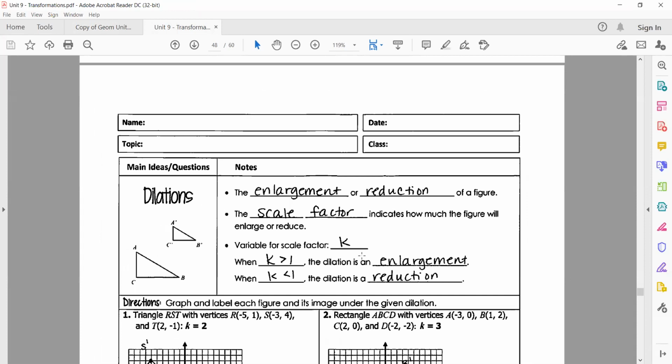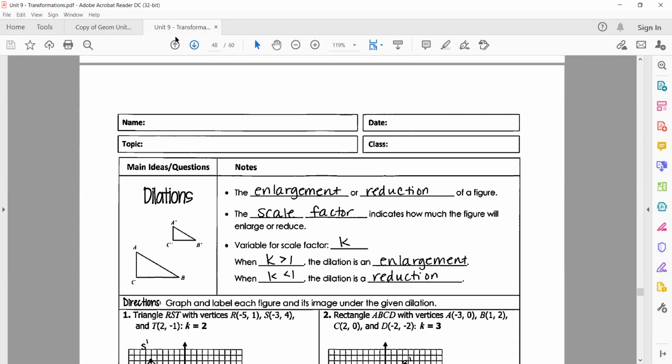So really important that you get these in your notes here also. When K is greater than 1, the dilation involves an enlargement. When K is less than 1, the dilation is a reduction. So that's when you're shrinking something.